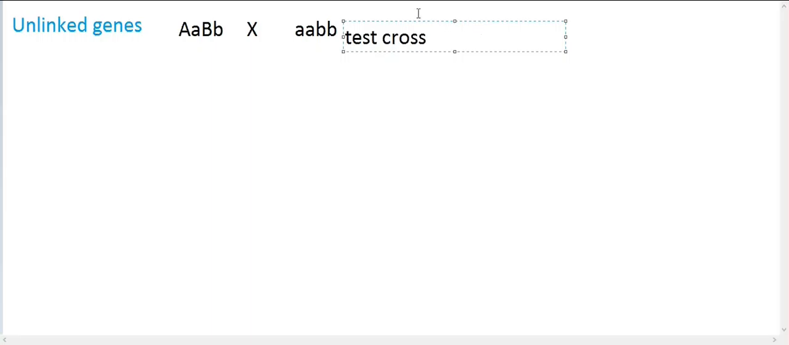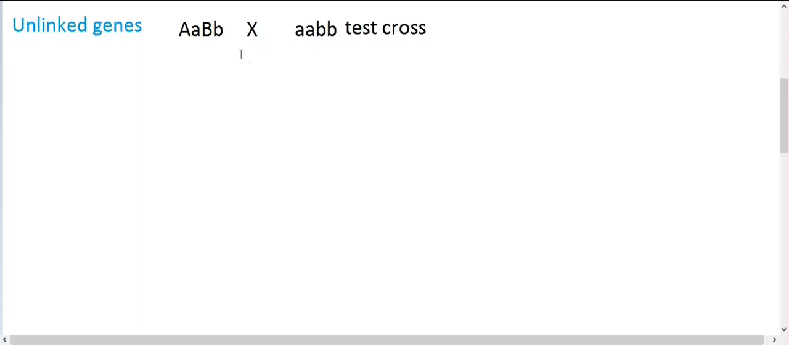Now the dihybrid individual is called dihybrid because it's doubly heterozygous for these genes, for gene A and for gene B. It has a capital A, small a, capital B, small b. And this individual here, this one's called the test cross. So basically what we're doing in this instance is a test cross. So this is a test cross individual, which is homozygous recessive for both genes.